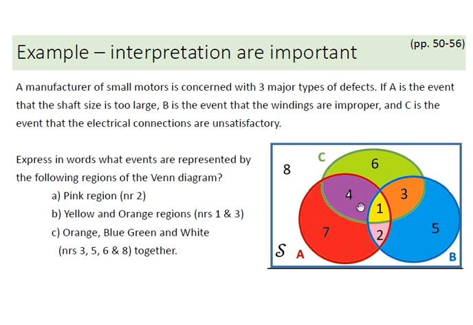Please note that when A, B, and C show the defects, it means that in the white region here there is no defect and the products are perfect. Now we are going to interpret the following regions in this Venn diagram: the pink region, yellow and orange region together, and orange, blue, green and white. It means 3, 5, 6 and 8.